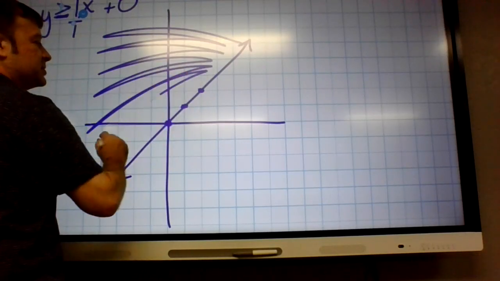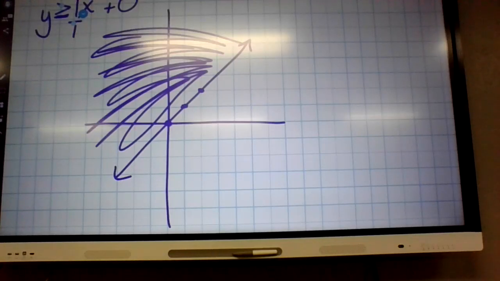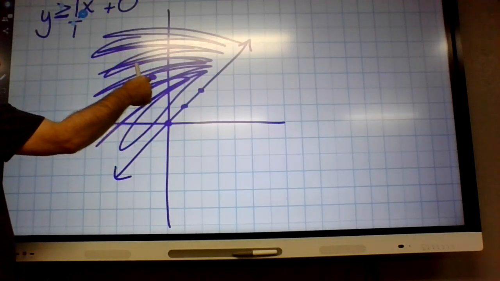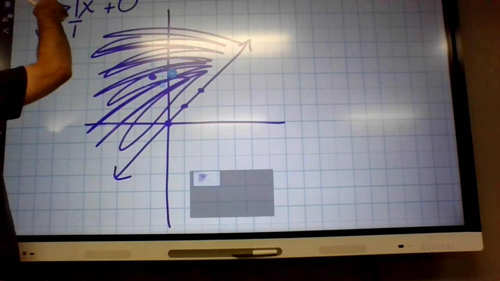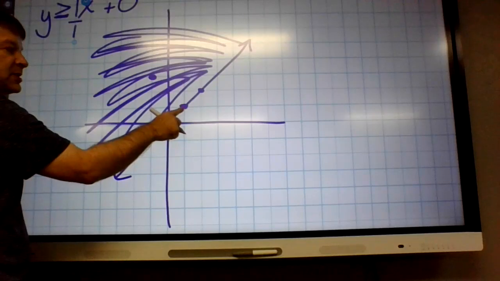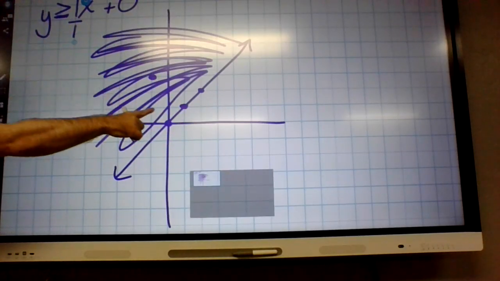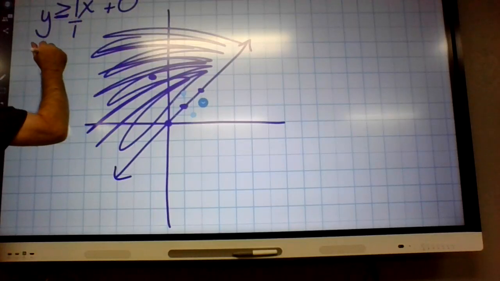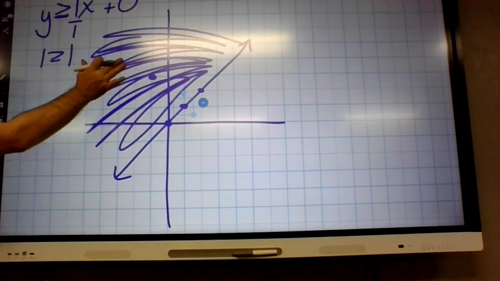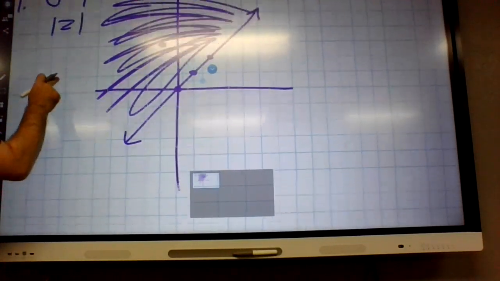Okay, what does all this coloring mean? These are all answers. Exactly, good job. These are all solutions. If I choose a random point in here, like -1, 3, and I plug it in, it will be true. The reason the line is solid is because the points on the line also make it true. Like if I plug in 1, 1. Is 1 greater than or equal to 1? Yes, it's equal to. So all this shaded stuff is the answer.